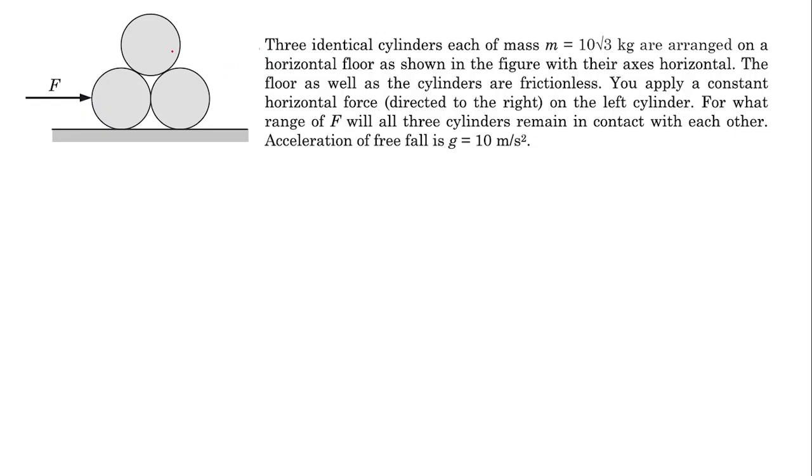So here you see it is an assembly in which three identical cylinders are kept on a horizontal surface. All the surfaces are perfectly smooth. There is no friction anywhere. So this cylinder is being pushed by a force F, and the question is what should be the range of this force so that all the cylinders remain in contact with each other. Essentially they mean to say that these cylinders should always be intact and they must not separate. So you need to just see why they will be separating, if at all.